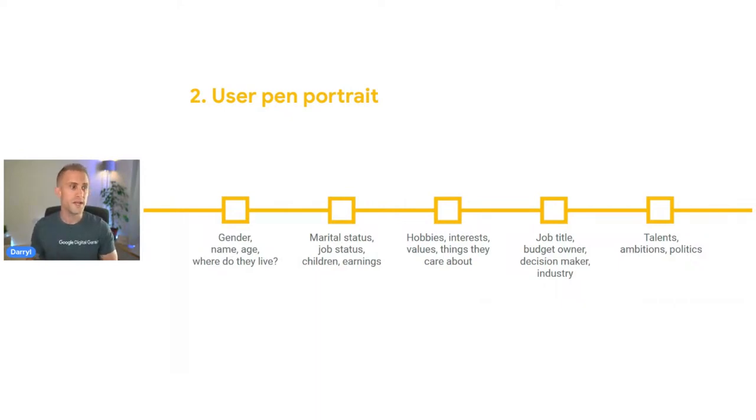When writing for social media, how do we know? What is their gender, their age? Where do they live? What is their marital status? What is their job status? What are their hobbies? What are their interests? What is their job title? Who is the breadwinner? Who has more control with buying power, for example? What are their talents? What are their ambitions? What are their views when it comes to politics?